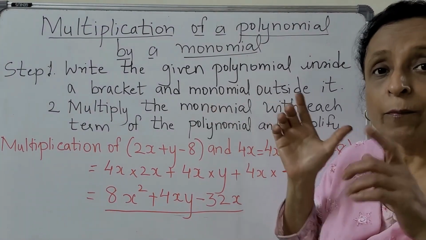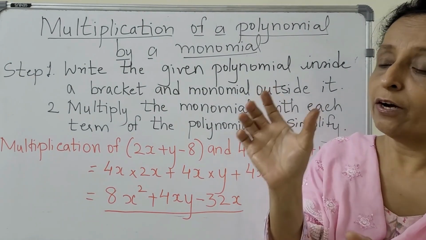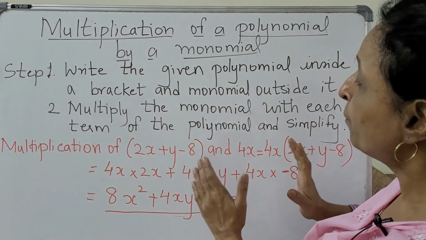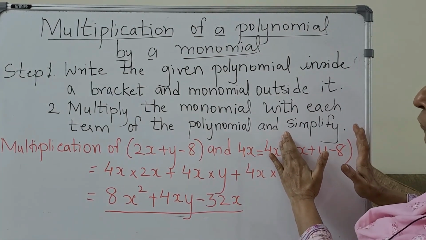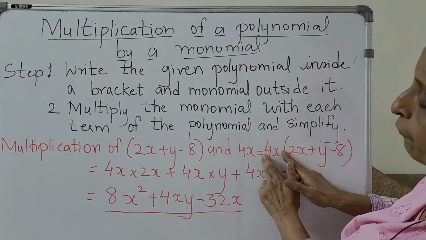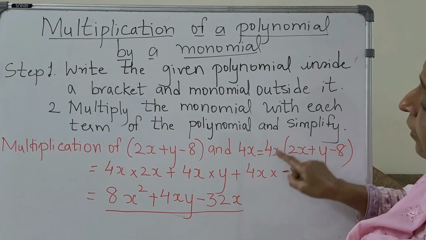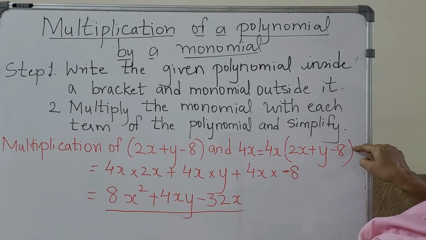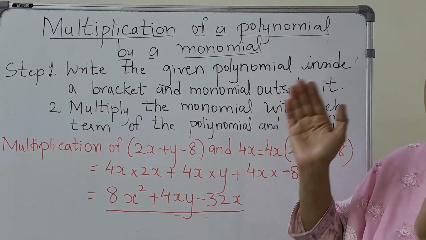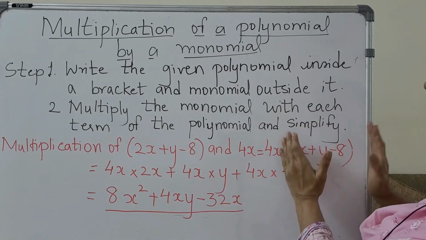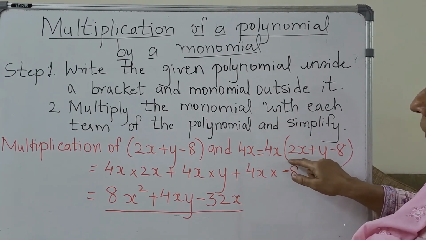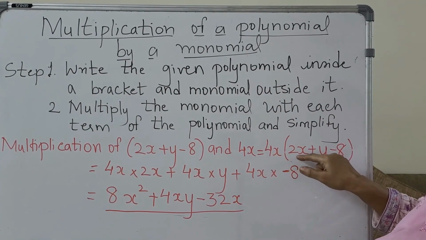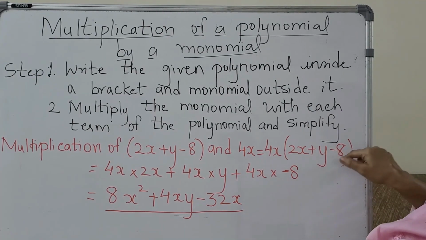Now multiplying a polynomial with a monomial. What you have to do is put the polynomial in a bracket. Monomial you have to put outside. And then you have to multiply this monomial with each term of the polynomial. So you just have to remember, put the polynomial in bracket and monomial outside, and while you open the bracket, go on multiplying this monomial with each term of the polynomial.